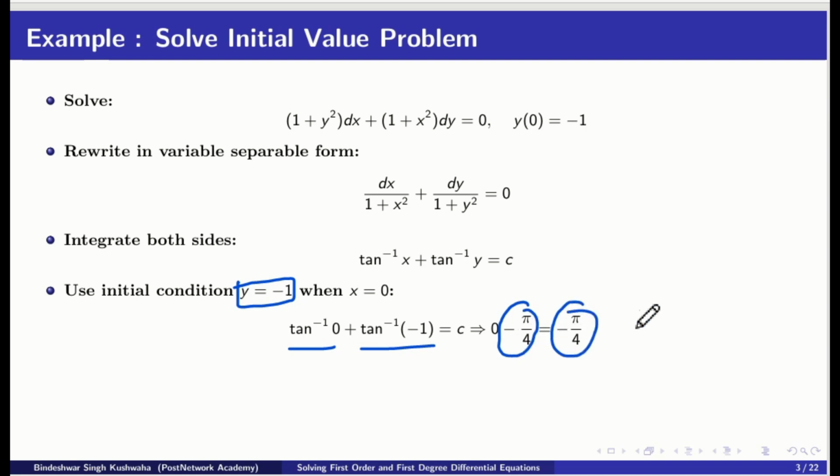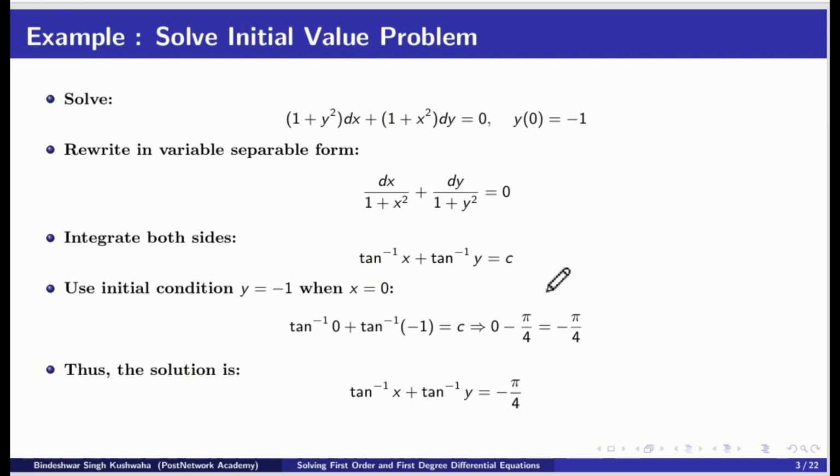That means in place of c we'll keep this value, and we'll get this solution, and there would be no constant. This is for what boundary conditions are there. So we will get the solution without any constant.